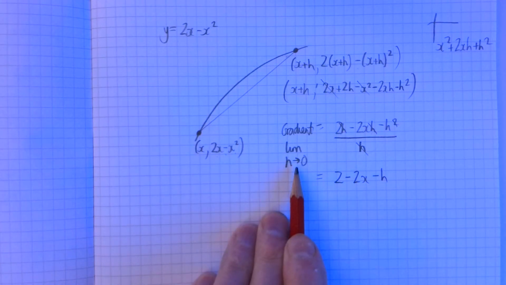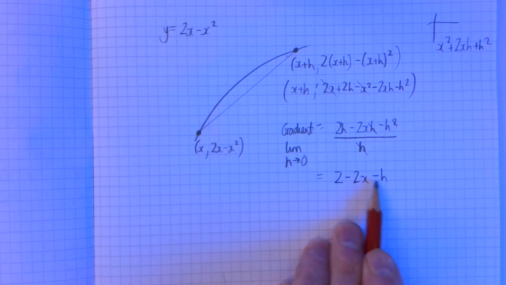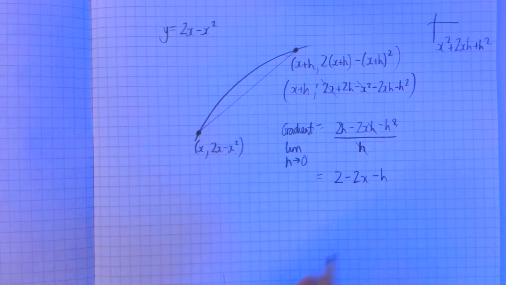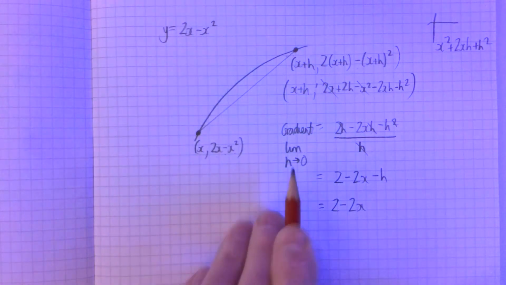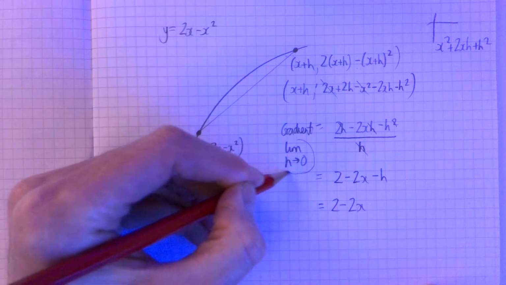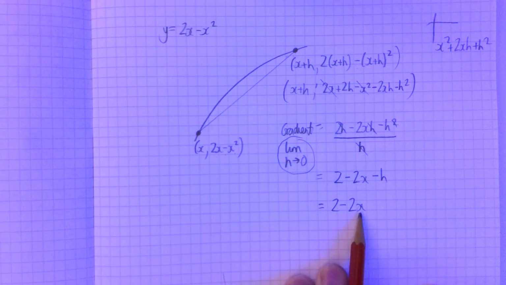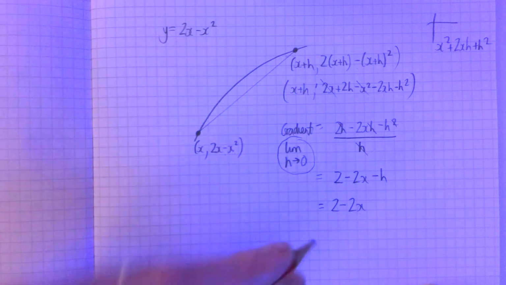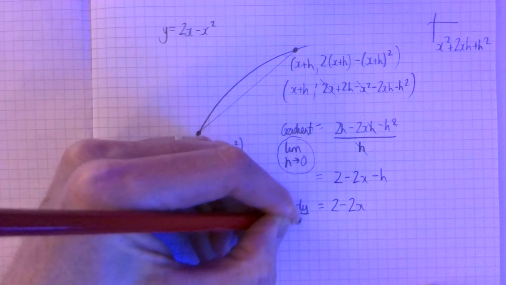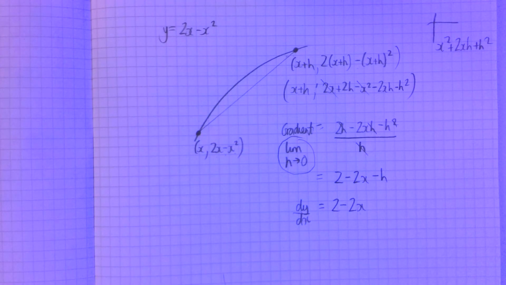But as h gets really, really small, so small that it's almost 0, that becomes so small that it's barely worth bothering about. So we're left with that. So the limit of the gradient as h gets close to 0 is that. So that is the formula for the gradient of this curve here. So we call that dy by dx. And that's what we're going to pick up with on Wednesday.